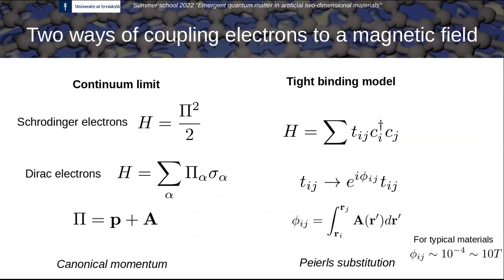All right, great. So for later on, what is going to be important is that we have two ways of coupling to a magnetic field. The first one is just by doing this canonical momentum replacement, in which we replace P by P plus A. And we can do this, of course, for conventional Schrodinger electrons, that are the electrons that appear at the gamma point in transition metal dichalcogenides, for example. And we can also do this for Dirac electrons, which are what appear in graphene. And then we can also do it in the tight-binding basis. And in particular, if you think that your atom-atom distance is just the typical distance, so you don't think about the electronic structure of a Moiré system, then in those cases, the typical phases that you have in your hoppings are on the order of 10 to the minus 4.